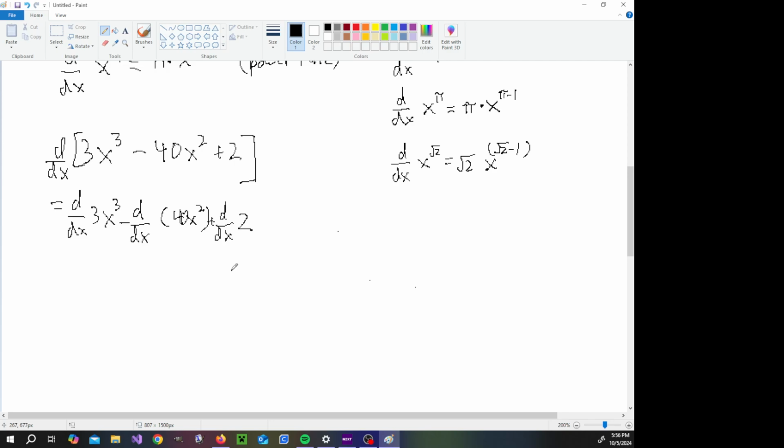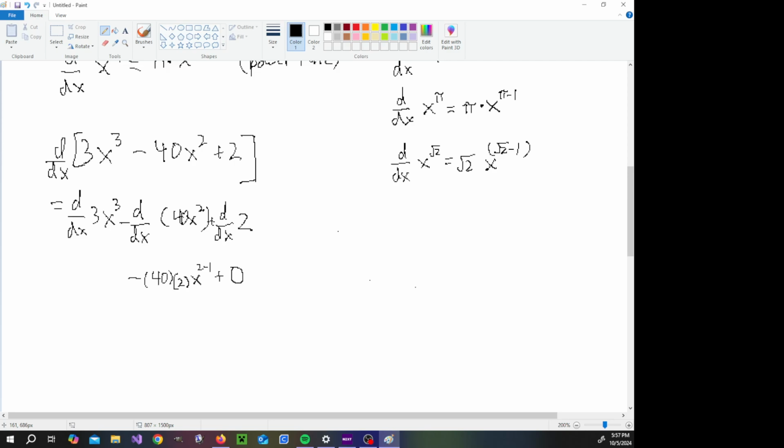Well, derivative of 2 is a constant, so that's 0. Derivative of 40x squared. Well, first, this 40 is going to come along for the ride, right? That's the constant rule, or the multiply a constant rule. Now the power rule says this 2 is going to come out front, and then we're going to have 2 minus 1 as our exponent. But we're subtracting this term still.